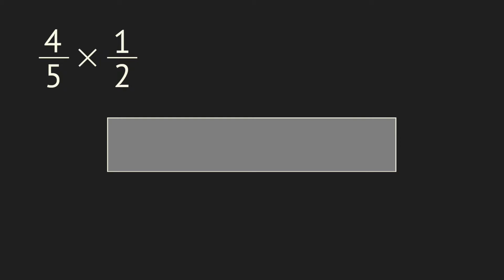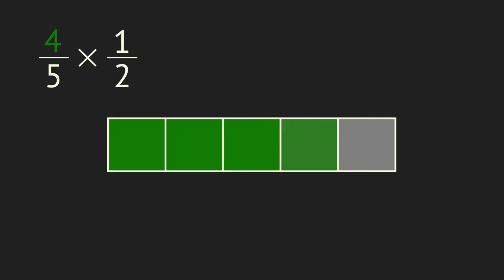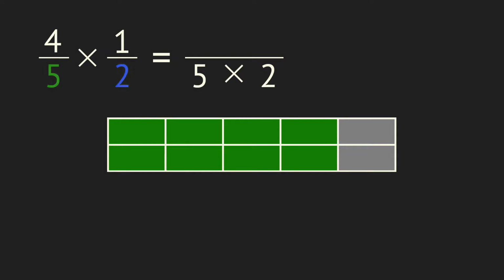The denominator of the first fraction is 5, so we'll split the bar into 5 equal rectangles. The numerator of the first fraction is 4. To represent this, we'll color 4 of the 5 rectangles green. Because the denominator of the second fraction is 2, we will divide each of the 5 rectangles into 2 equal parts. This equates to multiplying the two denominators together to get the denominator of the answer.